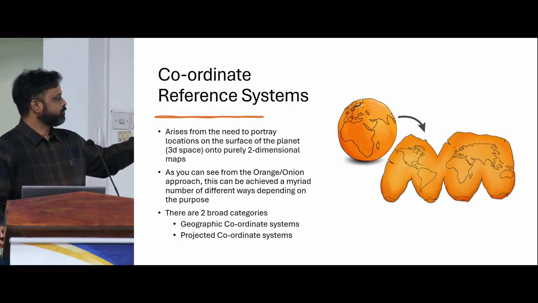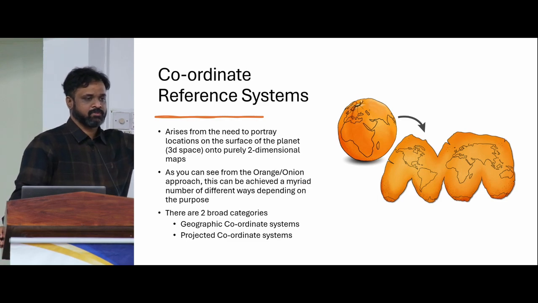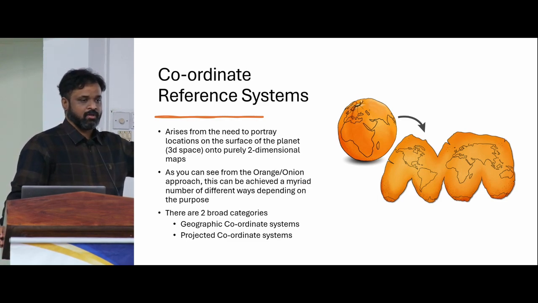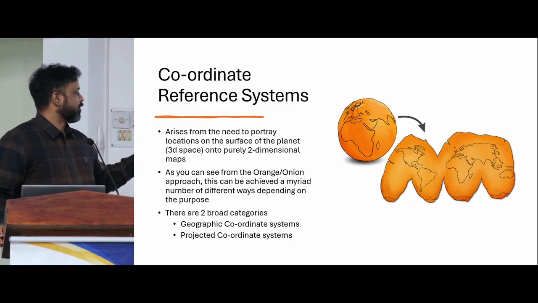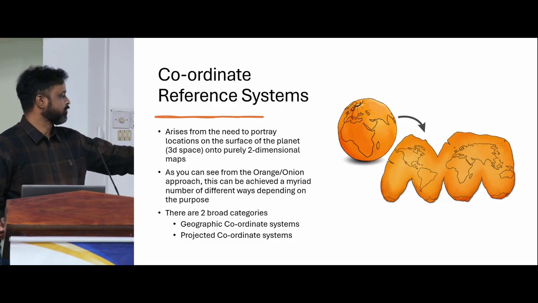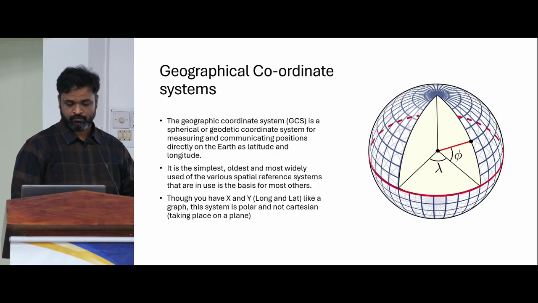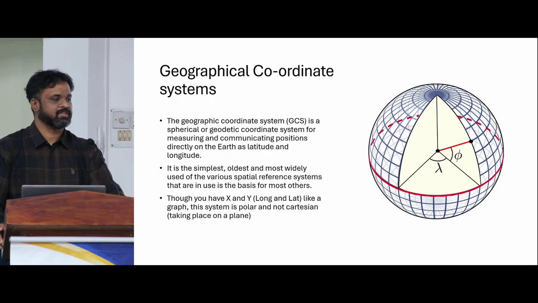So, in order to do that, we have these things called coordinate reference systems. There are multiple ways to create these kinds of two-dimensional images. We have a lot of different ways of doing it, but we have 2 broad categories: geographical coordinate systems and projected coordinate systems. So most people know what lat and long is, right? Or I should say long and lat. Why should I say long and lat?